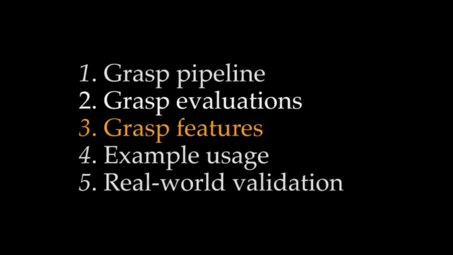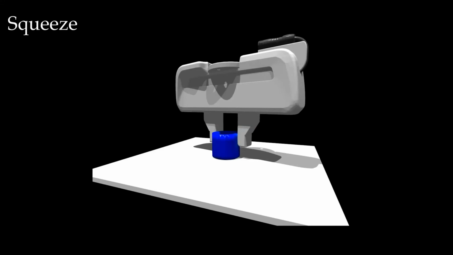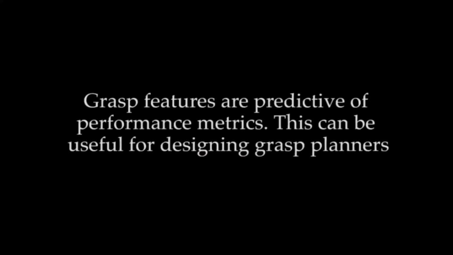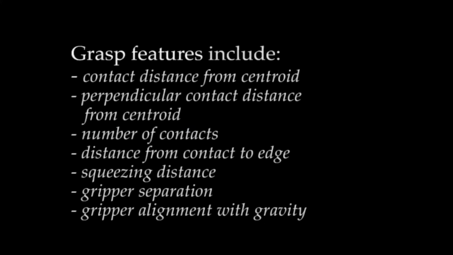I also want to mention that our code also measures quantities that we call grasp features. These are quantities that are measured right after the squeeze phase finishes, that is, right before loading begins. The purpose of measuring these grasp features is that they may be predictive of the performance metrics that are measured later on. Thus, researchers can try to predict performance metrics without having to run the full grasp evaluations. In our code, we explicitly measure the following 7 grasp features.